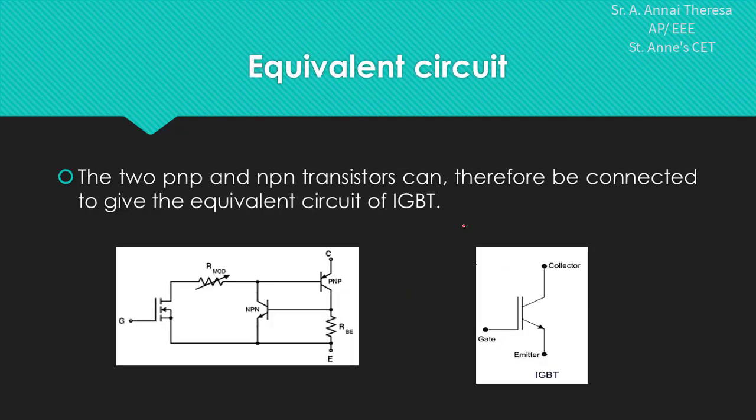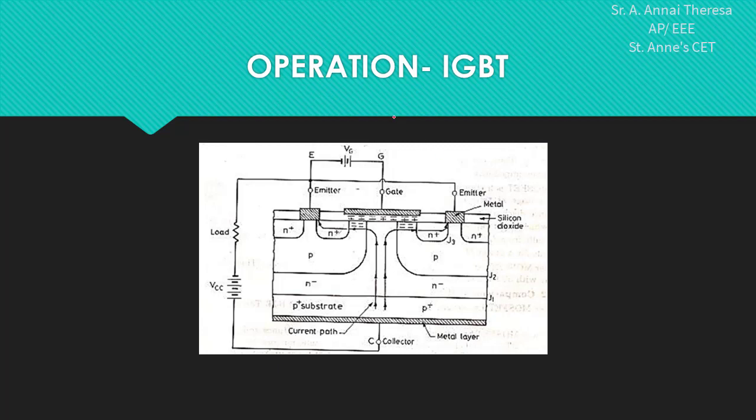So this is the equivalent circuit of the IGBT. The PNP and NPN transistors can be connected to give the equivalent circuit of the IGBT. This is the NPN transistor and this is the PNP transistor. So it has three terminals: emitter, collector and gate. The operation is also the same as MOSFET, which I explained in the previous video, but now I will also explain it shortly.